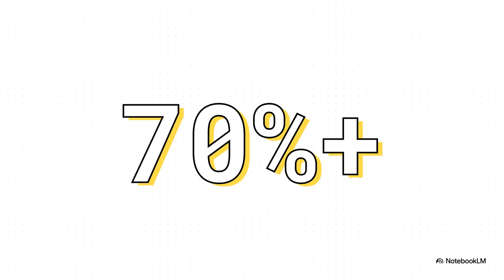And just how common is it? Get this, over 70% of high school students are already using AI tools. That is a massive number. It's not a fringe thing, it's mainstream. And that's exactly why we have to talk about the right way to do this.